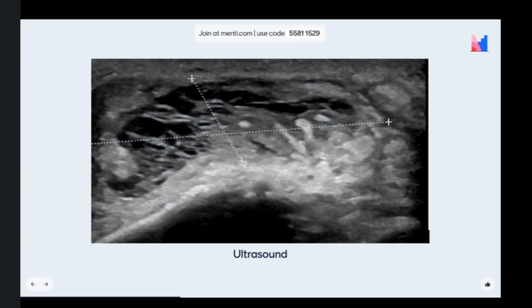Now we have the ultrasound. I will just let you see it for now. And after this, we will have a question about the diagnosis. So just try to guess what the diagnosis is.